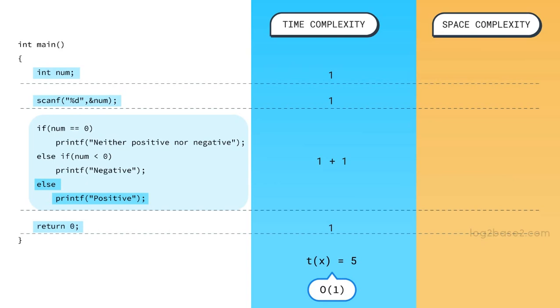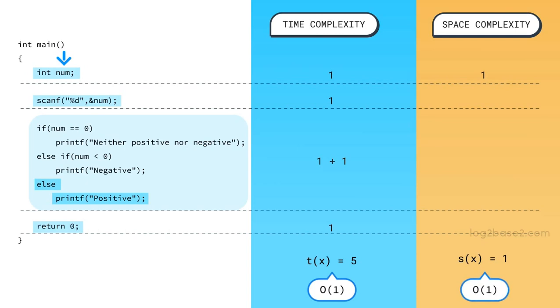Now what about the space complexity? In the whole program, we only used one variable num, and we have only used constants other than that. So the memory taken is just 1 unit. So S of x is equal to 1, which is a constant. Hence, the space complexity of this algorithm is order of 1.